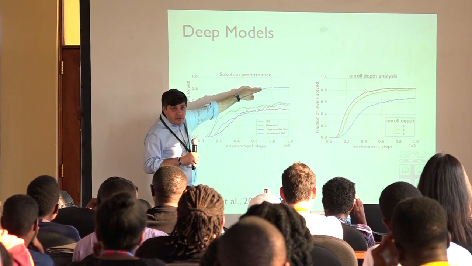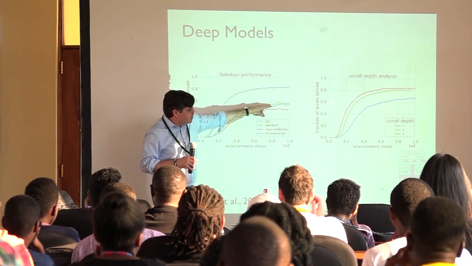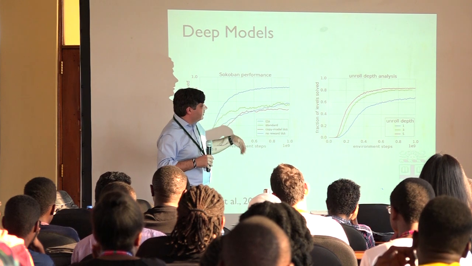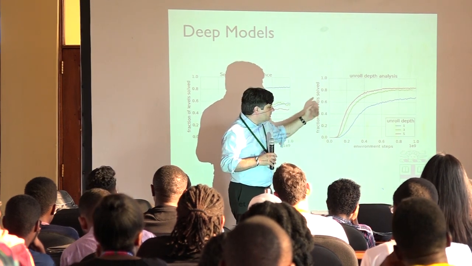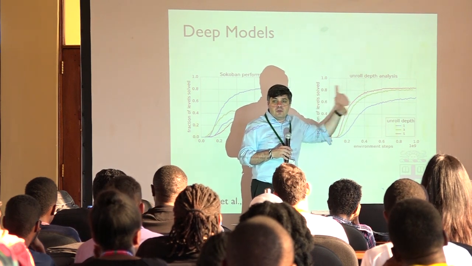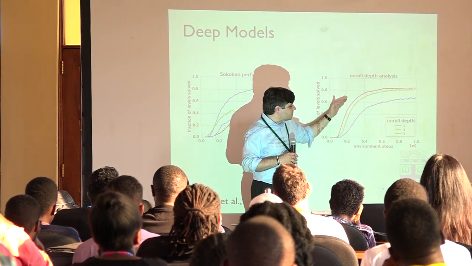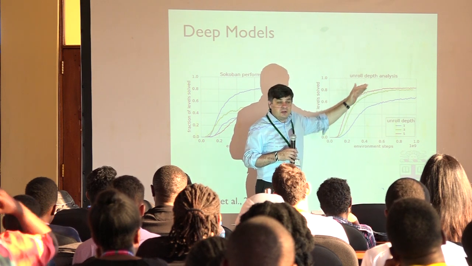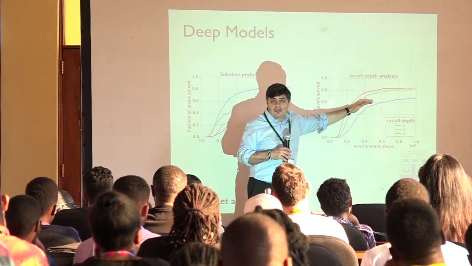This is reward with the learned model. This is reward if it's done directly, and this is how much extra reward, extra performance you get if you're able to do further planning using the learned model. So if you can do 5 steps ahead, you do this well, 3 steps ahead, you do this well, 1 step ahead, you do that well.